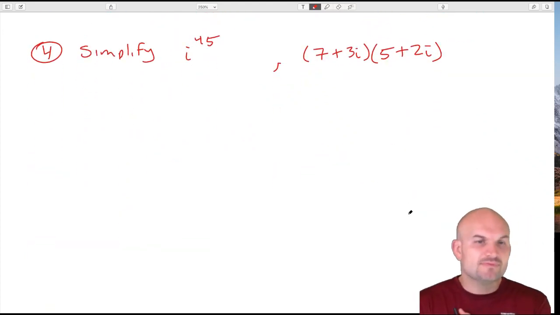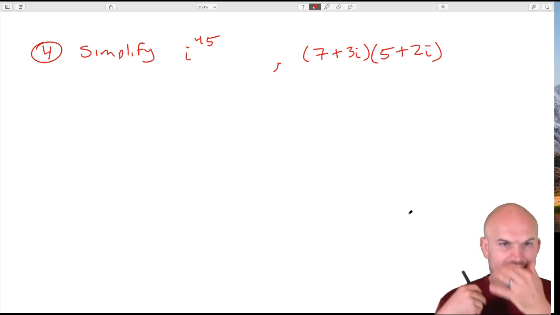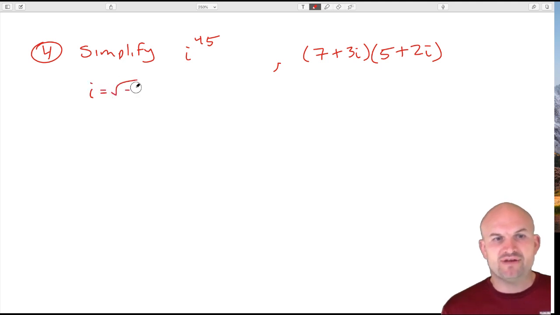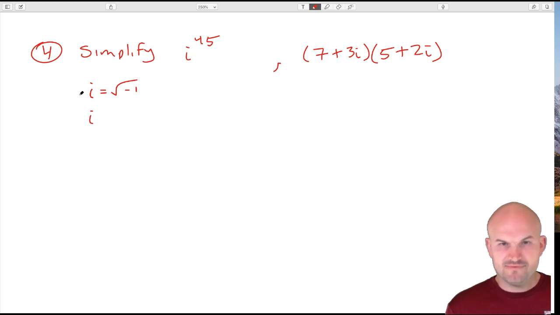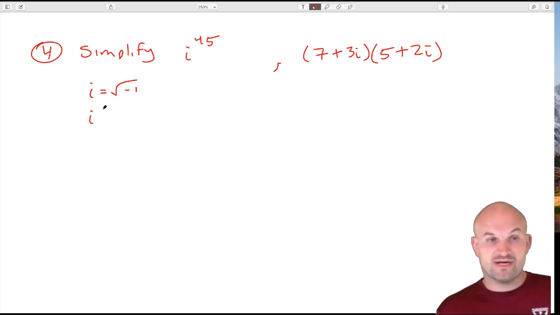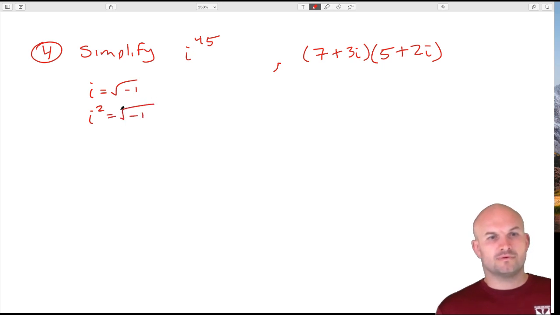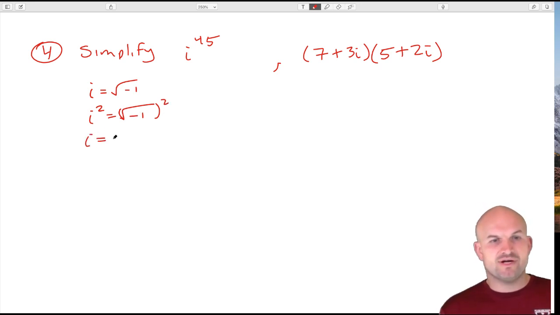All right, the next one is simplifying with complex numbers. Without getting into too much detail, we can talk about our imaginary unit, i equals the square root of -1. So we know i is equal to the square root of -1, right? So if we square both sides, well, obviously squaring the square root, you're going to see that i squared is equal to -1.